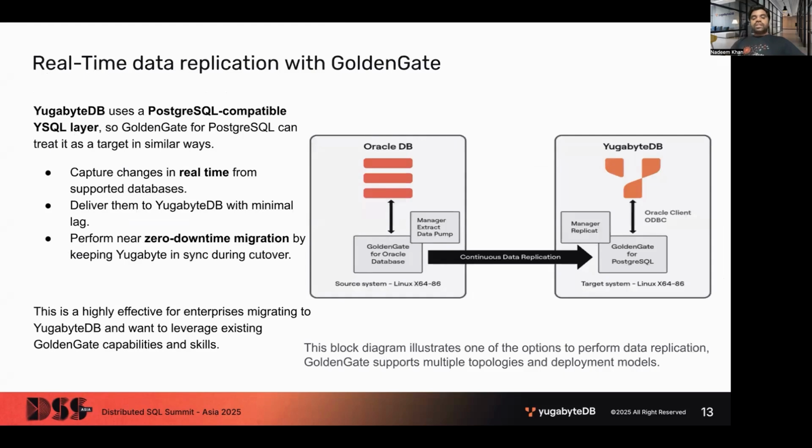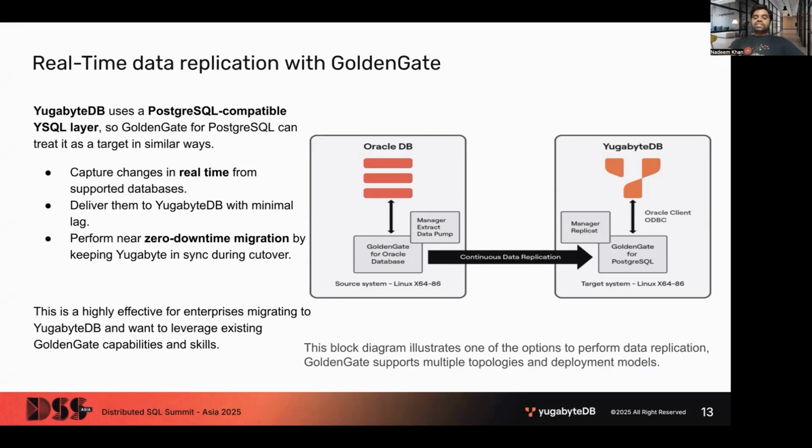Real-time data replication you can achieve with Golden Gate also. Golden Gate is an enterprise tool used by most enterprise customers, and there they can also set up the replication using the Golden Gate Postgres variant. Because YugabyteDB is Postgres compatible, you can seamlessly connect your Golden Gate with YugabyteDB using the legacy or traditional ODBC driver, and you can set up a replication.